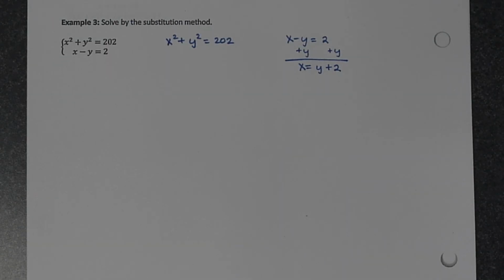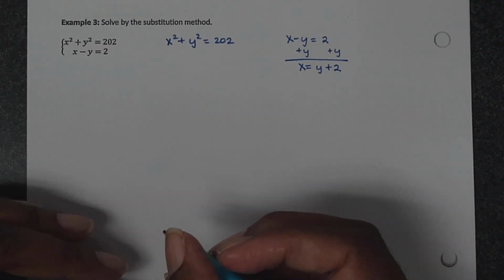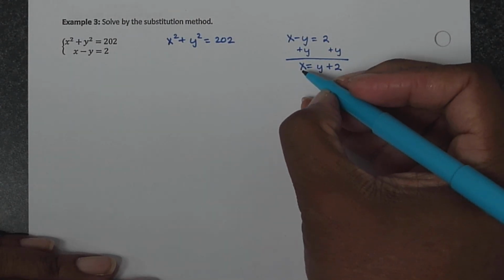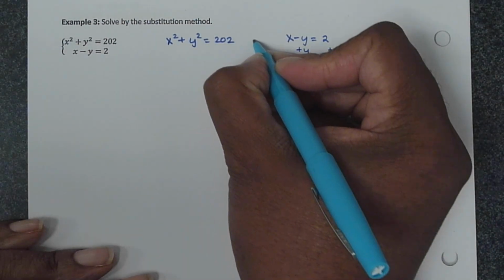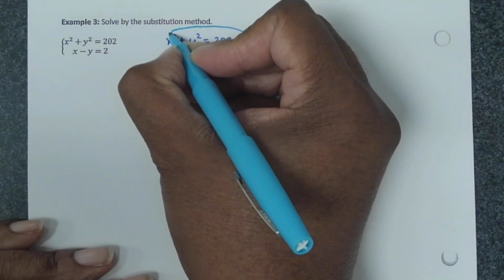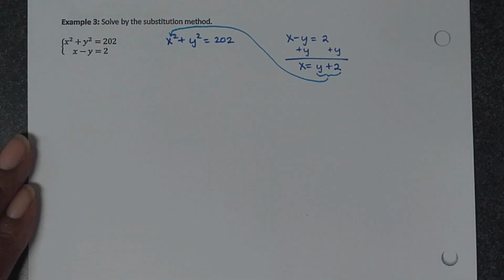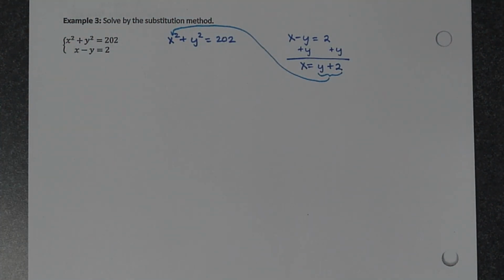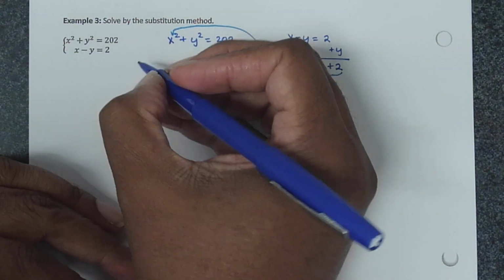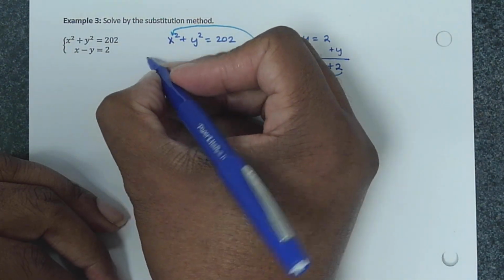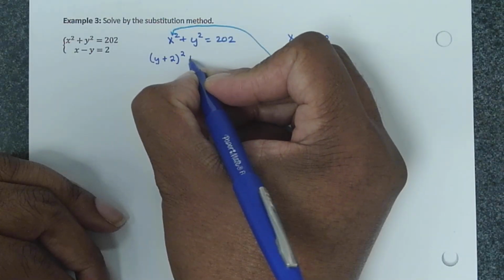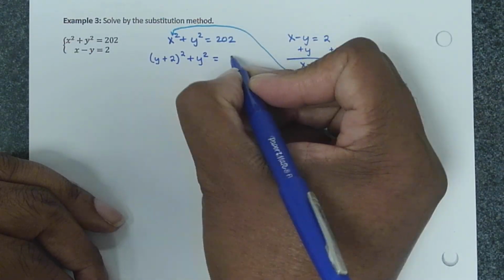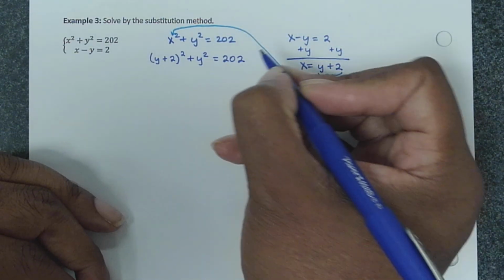Now, the next thing I'm going to do is my substitution. Since x is equal to y plus 2, I'll take that y plus 2 and substitute it for this x in the other equation. So I'll have an equation in a single variable. This x is being replaced with y plus 2, and that's going to be squared, plus y squared is equal to 202.